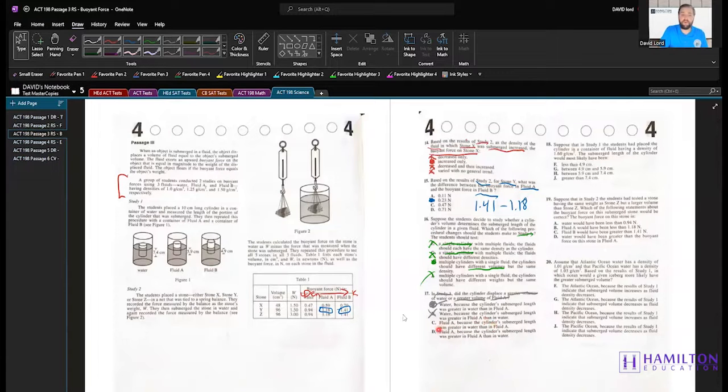So if you didn't know what you're looking for, whether you want the cylinder to be higher up or further down, C makes a good tempting answer because at least the second half is a true statement. Fluid A, because the cylinder's submerged length was greater in fluid A than in water. So again, the second part of the sentence is not true. And we can see here that it's more submerged in the water than in fluid A. And that's why the answer was A.